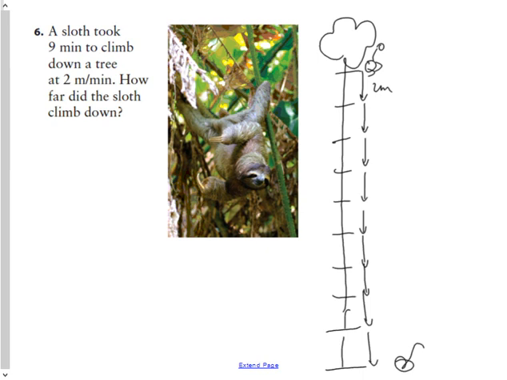And finally, the sloth is down at the bottom. He looks like he died. He looks like he fell out of the tree. But he's at the bottom of the tree after climbing down.